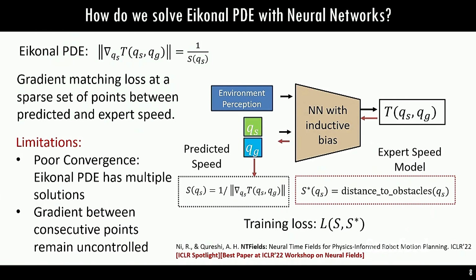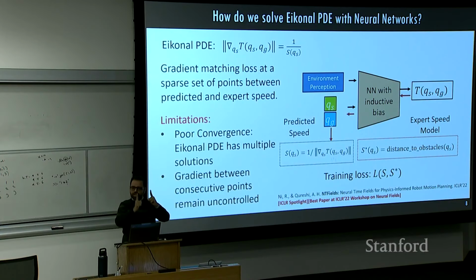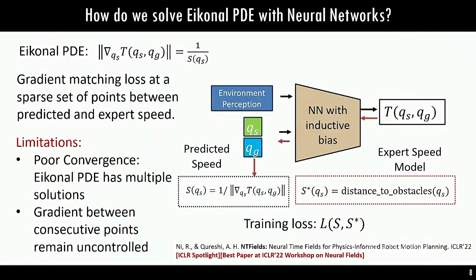We found out there are 2 main limitations. One, the Eikonal PDE has multiple solutions, and our neural network is unable to capture those multiple solutions. So it is suffering from that multi-modal problem. Second, because I am training this model on randomly sampled start and goal, the gradient between my consecutive configurations remains uncontrolled. But if you think about the trajectory, you start from the start, you go to the next configuration, then you go to the next configuration, and it gives you a trajectory. So if the gradient between my consecutive configurations remains uncontrolled, it can lead to error. And I will show you shortly how that looks.